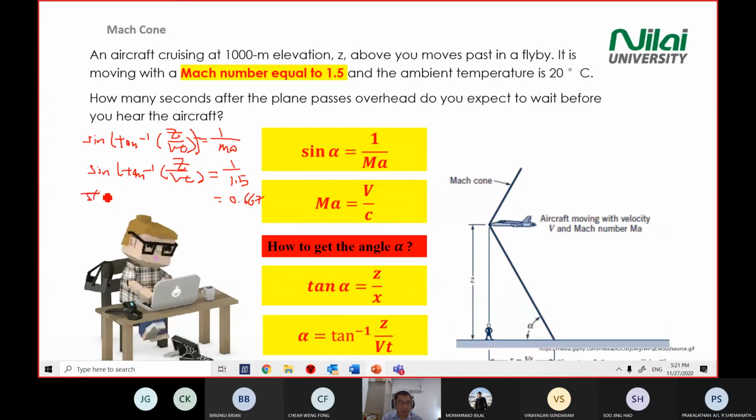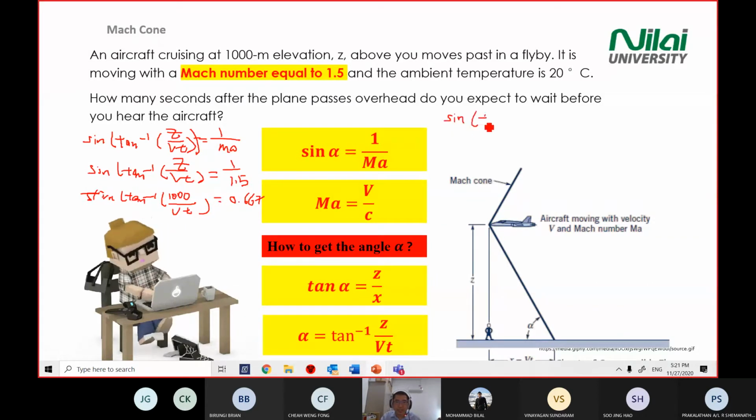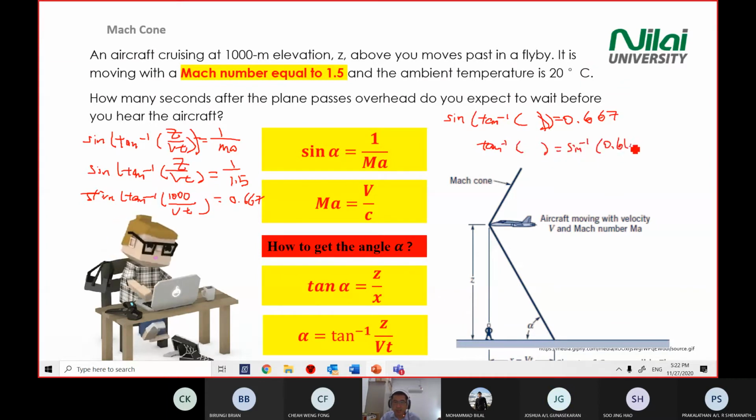So sine tan minus 1, 1000 over Vt. So you move your sine. Okay, I continue here. So when you move your sine, tan minus 1 something, 0.667, move sine from left to right. Sine minus 1, 0.667. What's the value? 41.84? Okay, 41.81. So tangent minus 1, you have 1000 divided by Vt.